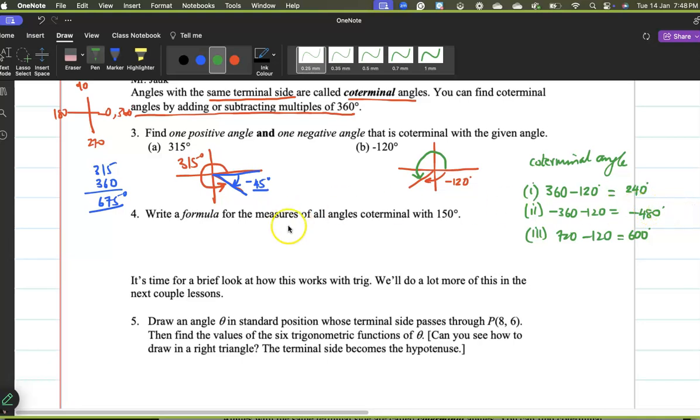Okay. Write the formula for the measure of all the angles co-terminal with 150. So what will you do? 150 plus or minus multiples of 360, where n belongs to integers. Okay. Nice. You following that? You have to only do what? Multiples of 360. You add or subtract multiples of 360 from it.